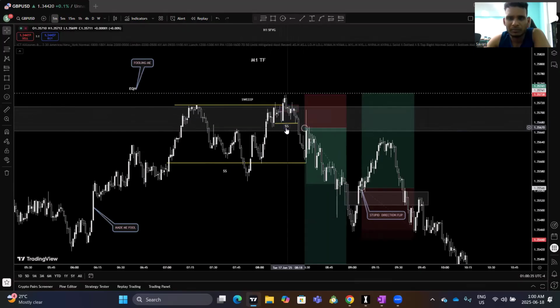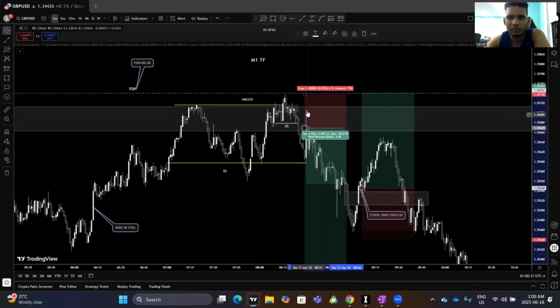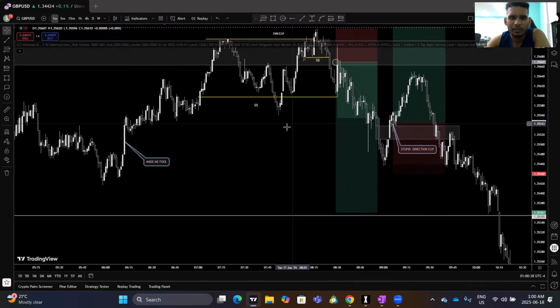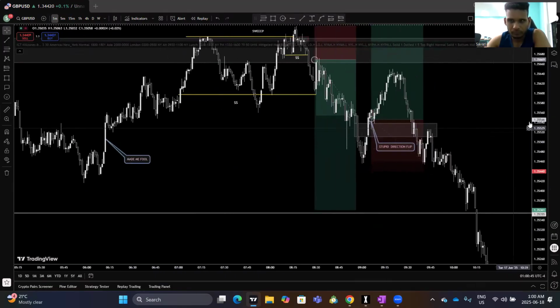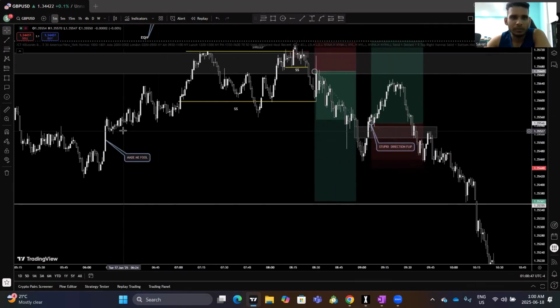Big displacement plus structure shift. Inside the fair value, I set my limit order, put the stop at this high. Targeted. This clean target is going to be my confident move. This was my target.